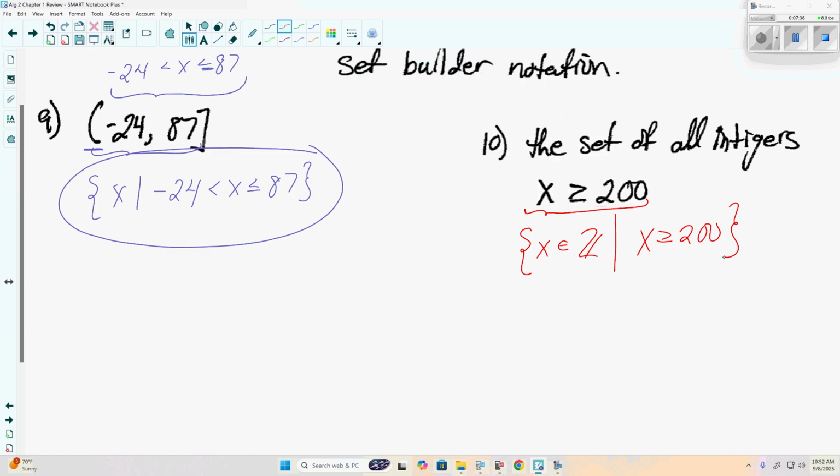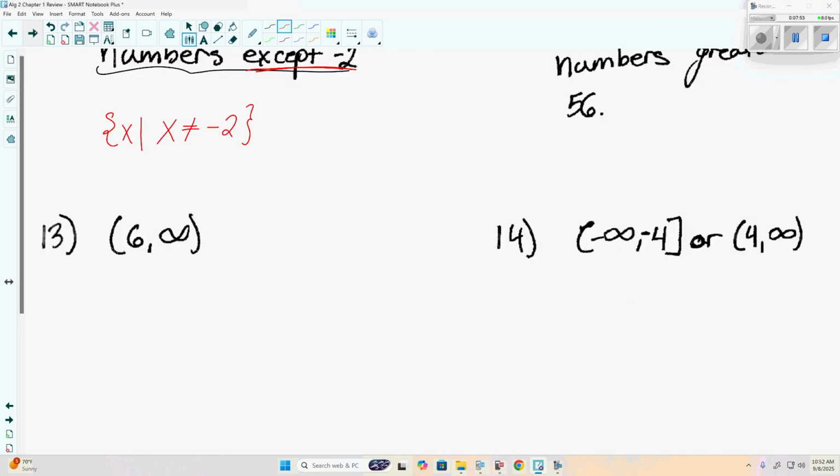Natural numbers is our N with 2 lines. Natural numbers. So do x equals lines bar? Yes. So we brace x as an element of the natural numbers such that x is greater than 56. So x greater than 56 would be how we write this here.